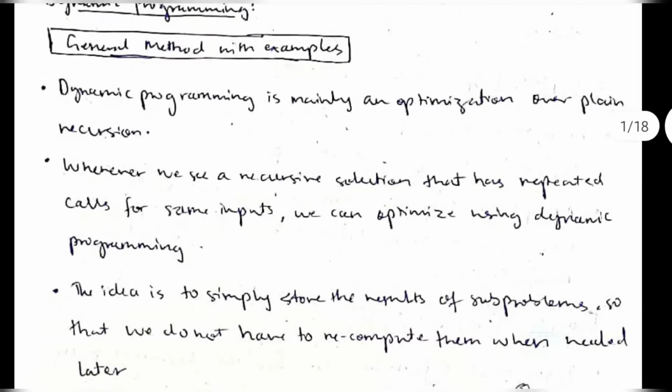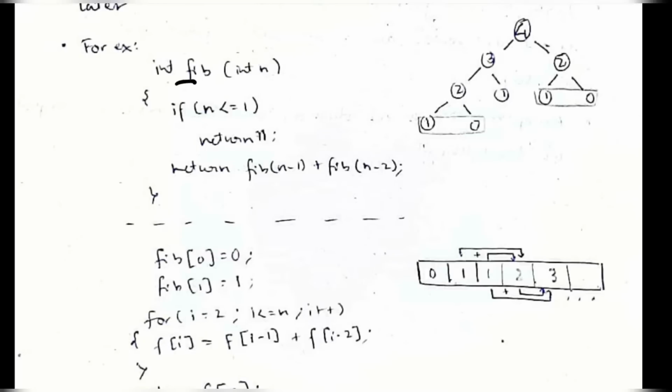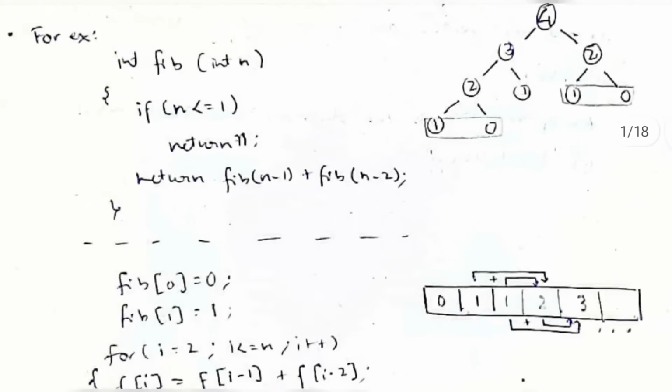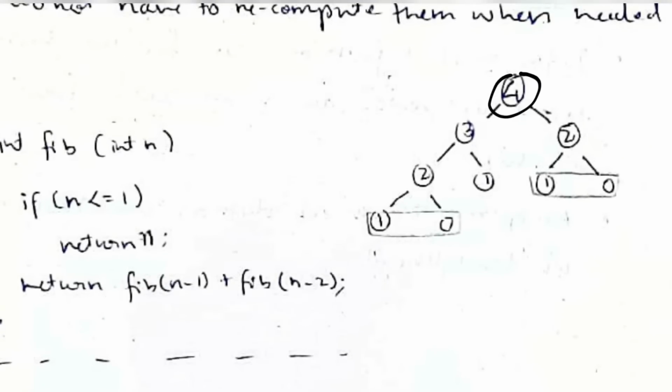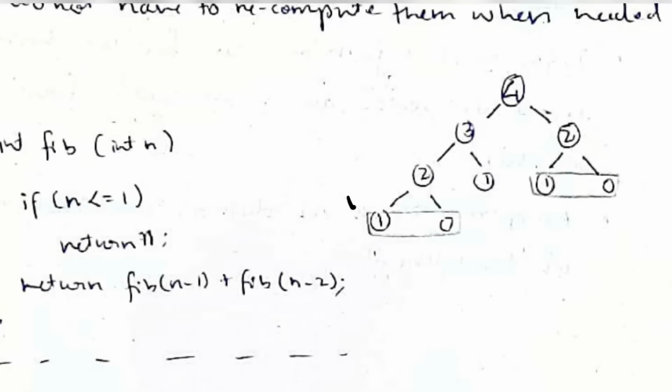See here, dynamic programming is mainly an optimization over plain recursion. In recursion, what is the thing? For example, consider the Fibonacci series. In this we'll be returning fib n minus 1 and fib n minus 2. So if you look at the graph here, for 4 we'll be returning 3 and 2, and for 3 we'll be returning 2 and 1, and for 2 it will be 1 and 0, both at this place. So the disadvantage is we'll be calculating the sum 1 plus 0 two times here, right? The sum 1 plus 0 is getting calculated two times, and if we increase the graph for higher numbers there will be many more repetitions.